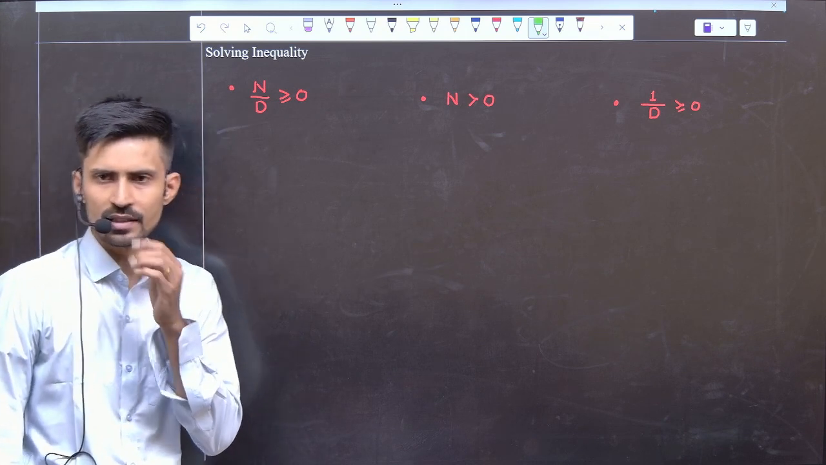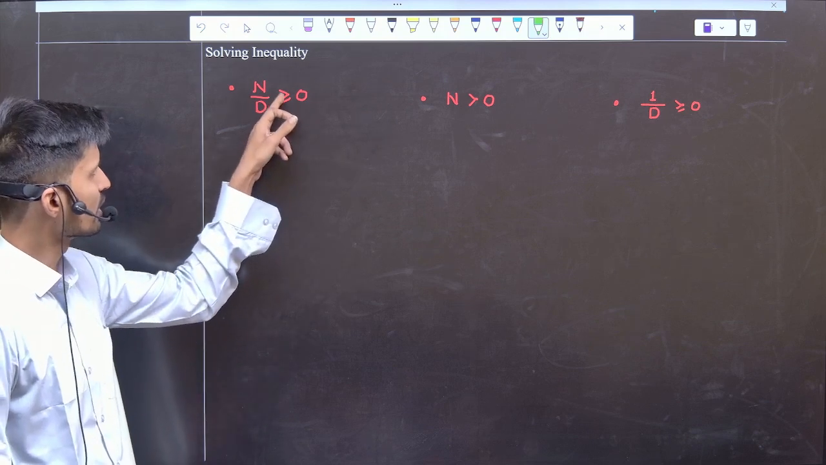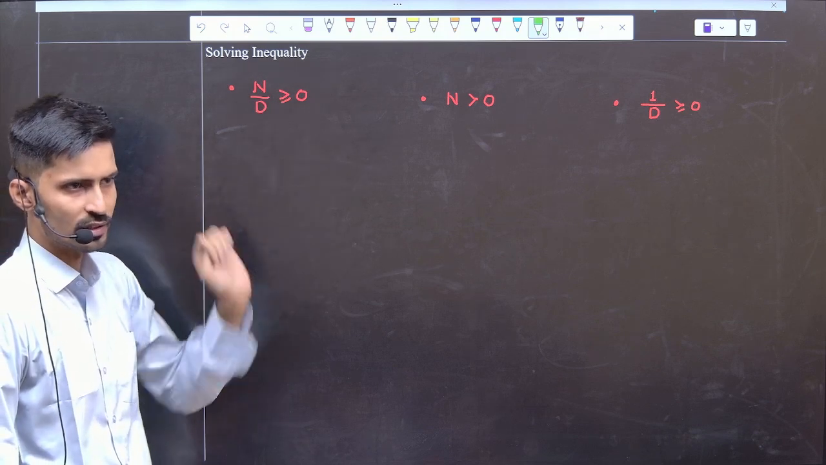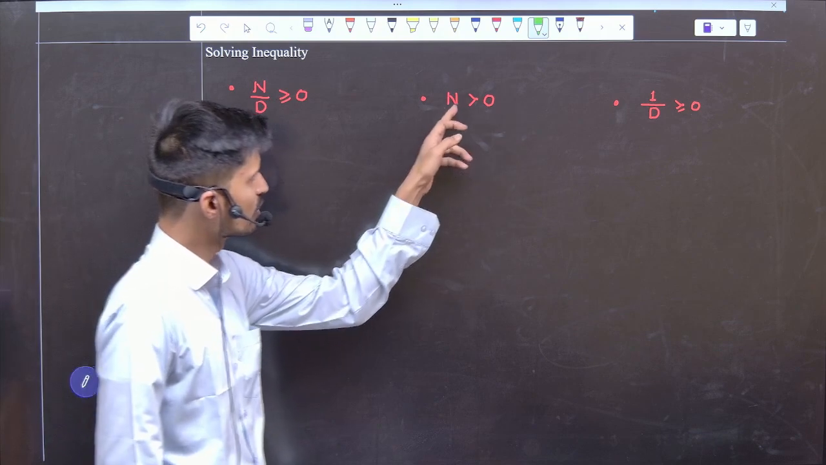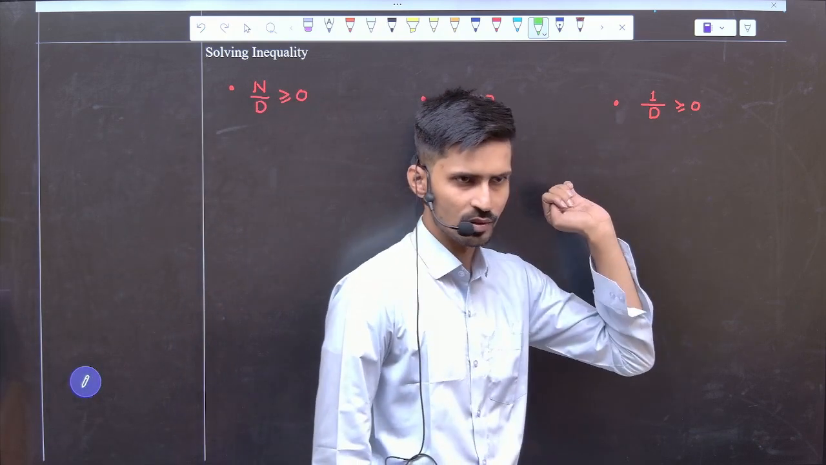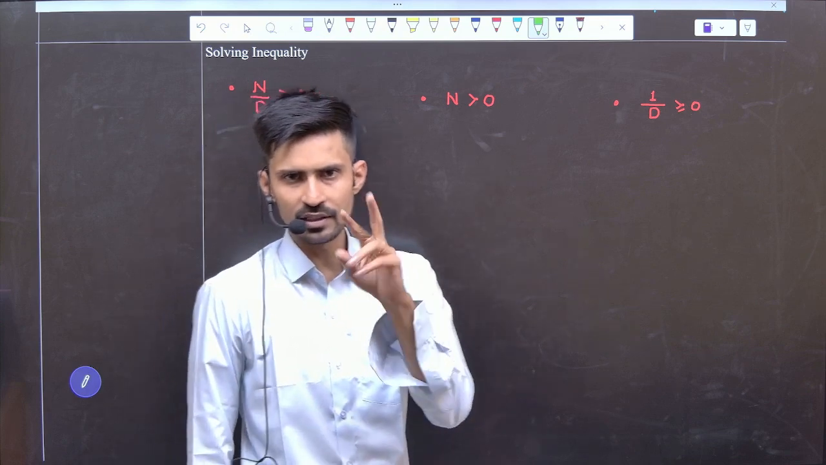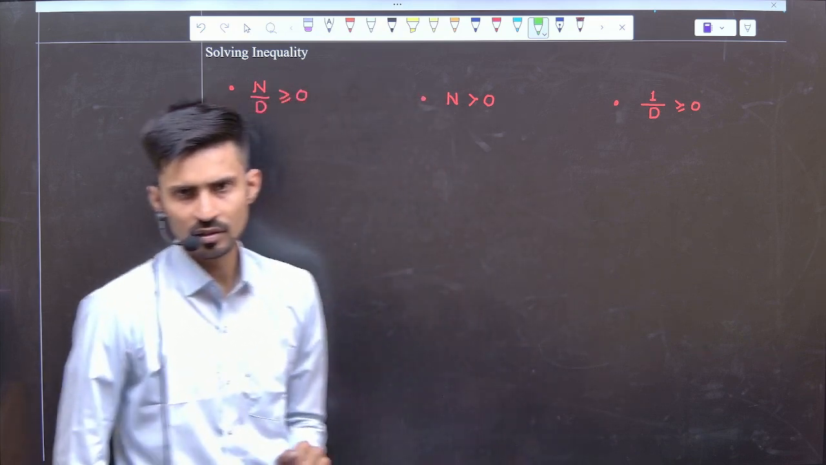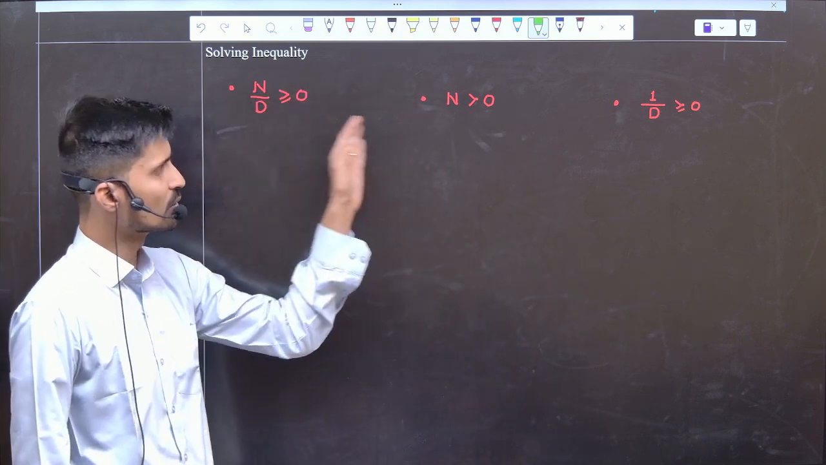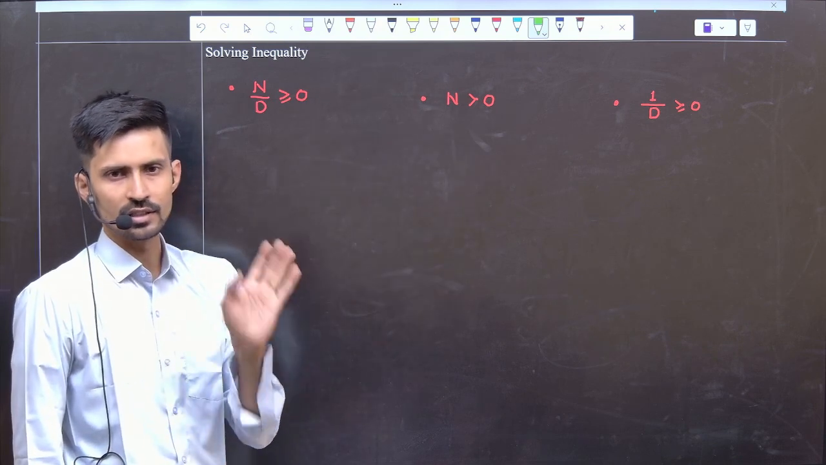What is the observation here? First, an inequality sign is given. Equals to is not there. Here also equals to is not there. Here also equals to is not there. Right? Inequality means greater than, less than. Okay, and what we say for this all? We say it in equation.